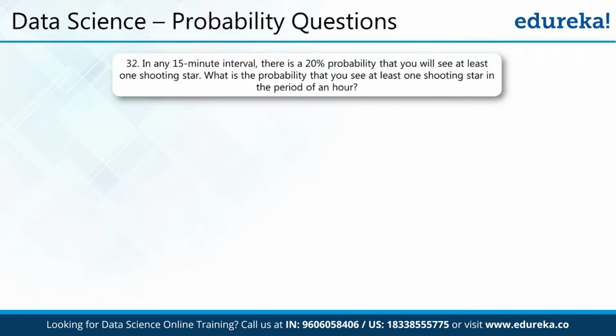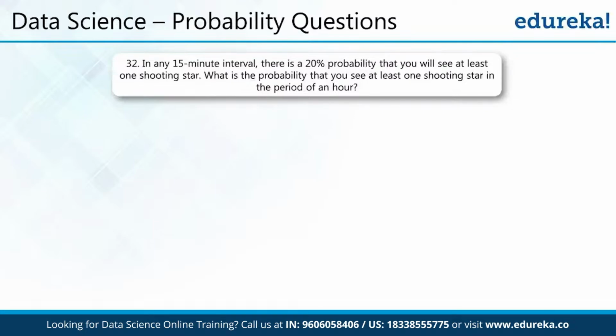So let's also see some sort of approach in attacking probability problems. I'll read out what the problem is here. It says in any 15-minute interval, there is a 20% probability that you will see a shooting star. So what is the probability that you see at least one shooting star in a period of an hour?